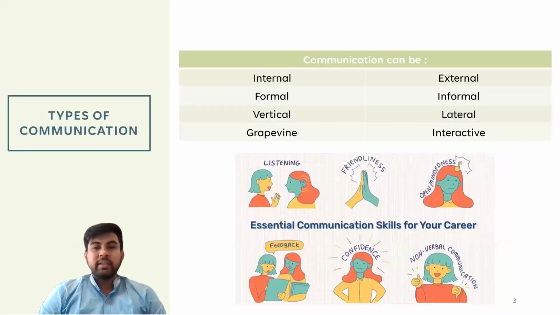Communication can be internal, external, formal, informal, vertical, lateral, grapevine, and interactive. So we'll discuss a few of them today, to give a brief idea about what communication and its types are.